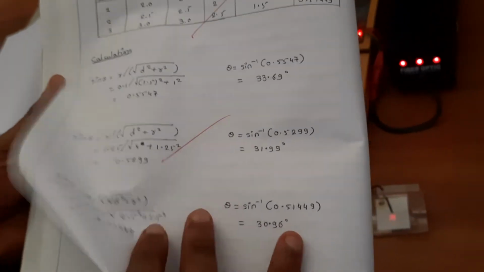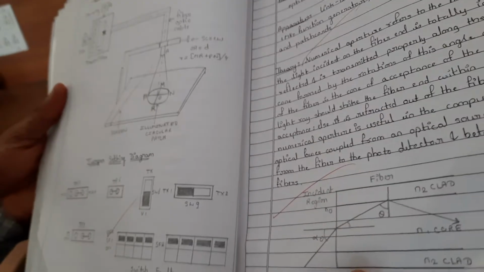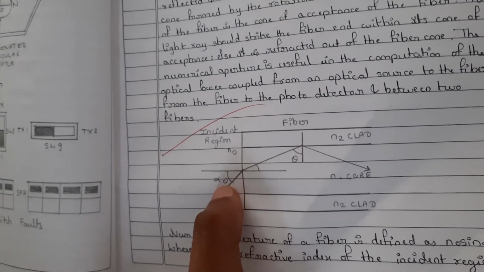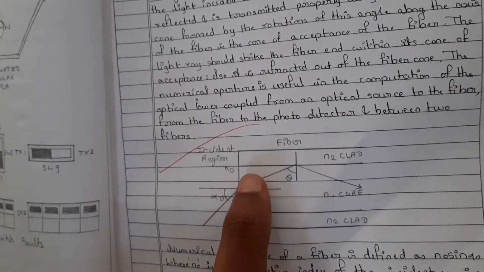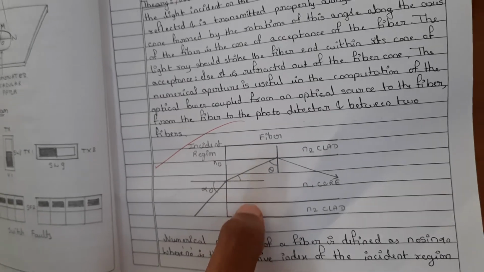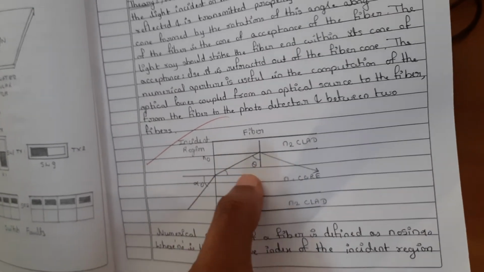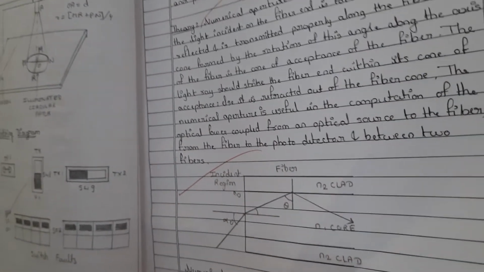Here, the jumper settings are very important. This is from Snell's law. This is the maximum angle of incidence. At that ray, the refracted ray in the second medium goes along the surface of the glass. This is about the numerical aperture of an optical fiber.